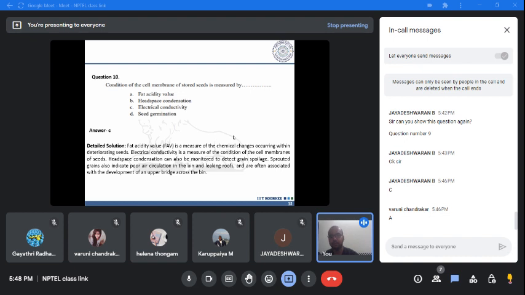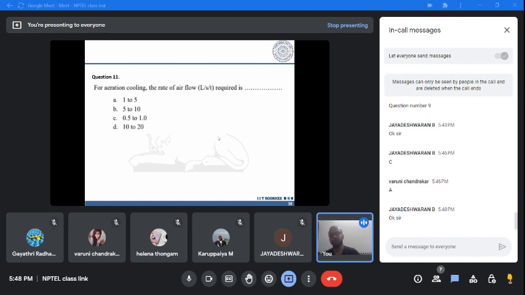So your correct answer is electrical conductivity. If there is conductivity, the cell membrane is in good condition. So in the stored seed, the condition of cell membrane can be measured by electrical conductivity. So the correct answer is C.